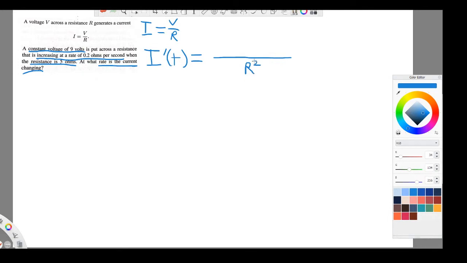using the quotient rule. So R squared on the bottom, R on the top, V prime of t minus R prime of t times V. They actually give us the values for R, R prime, and V prime in the question. So now we can just start plugging stuff in.